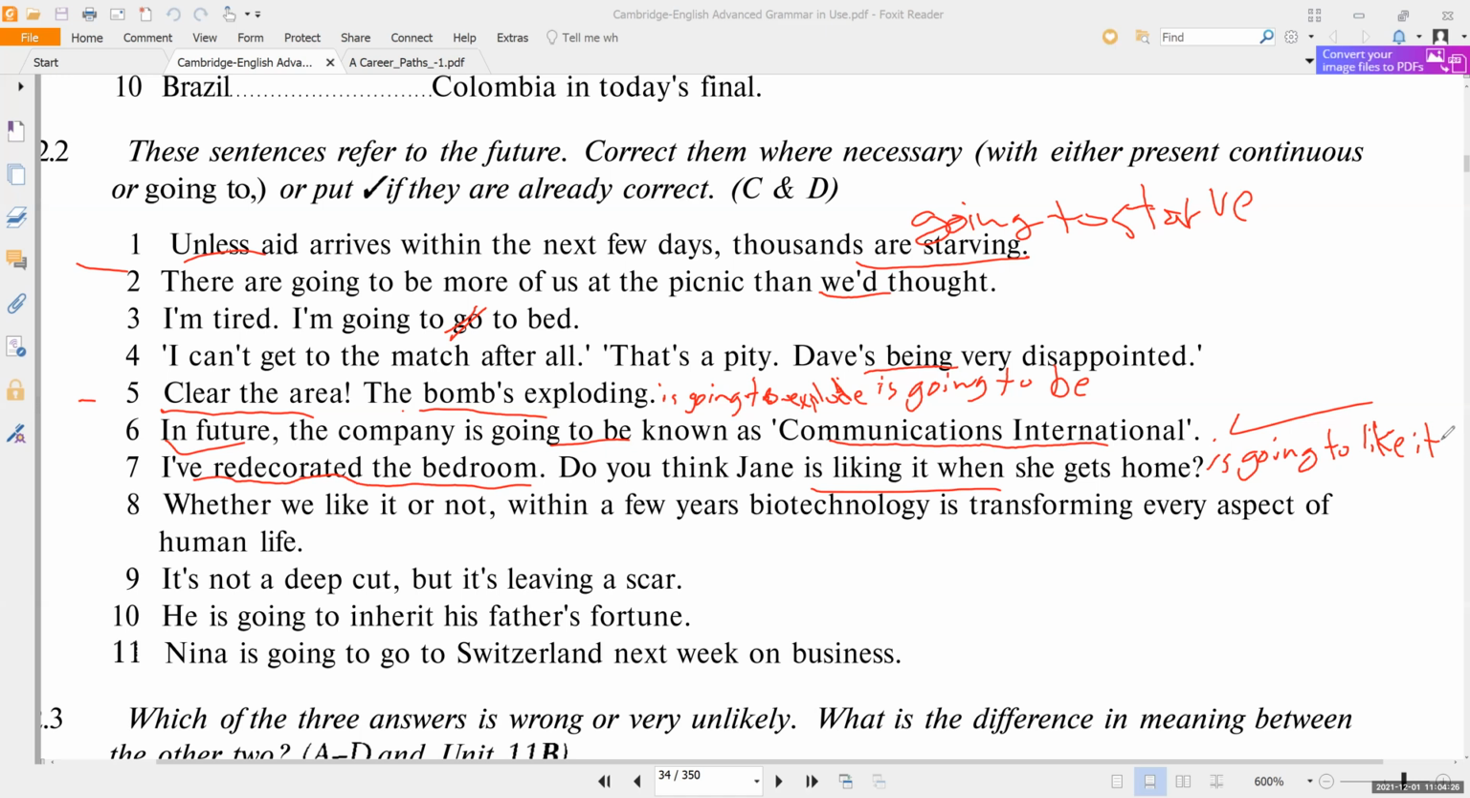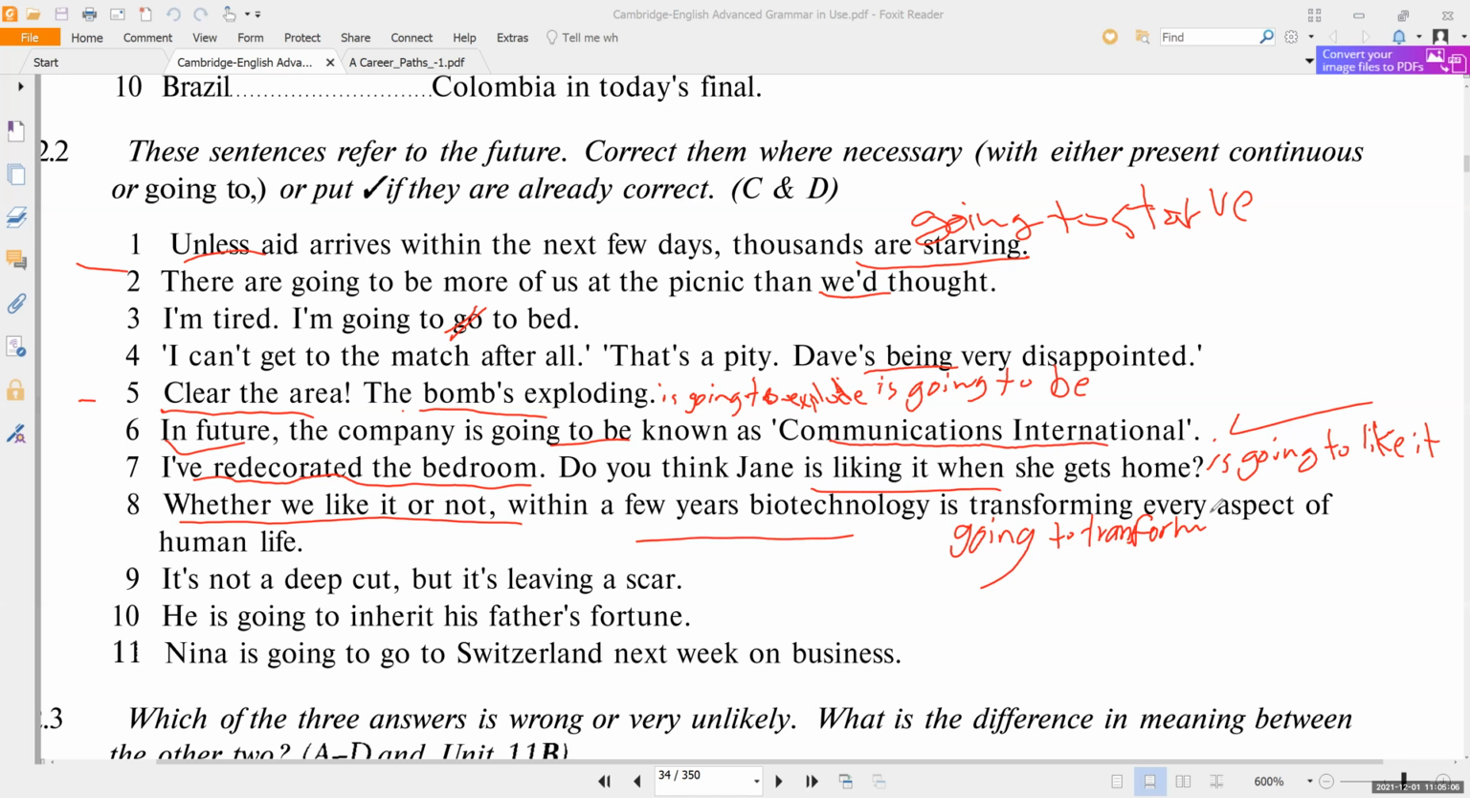Whether we like it or not, within a few years, biotechnology is transforming every aspect of human life. إذا هنا whether we like it or not، عجبنا الموضوع أو لا. Within a few years, biotechnology اللي هي التكنولوجيا الحياتية is going to transform. ستغير لأنه شيء خارج عن إرادتنا. is going to transform every aspect of human life.